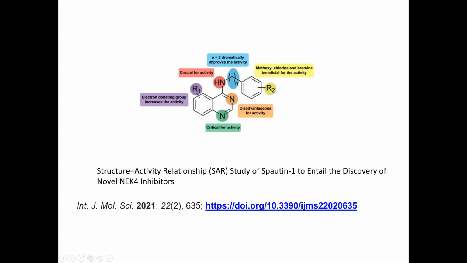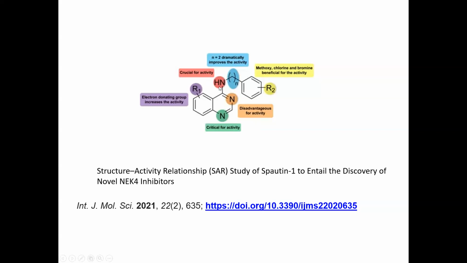You can see that it is found that this heterocyclic nitrogen is very important for the activity of the drug. The drug is actually used as a NEK inhibitor. NEK is actually an enzyme. For this drug, this nitrogen is found to be disadvantageous for activity. So if we replace this nitrogen by carbon, the activity of the drug increases.